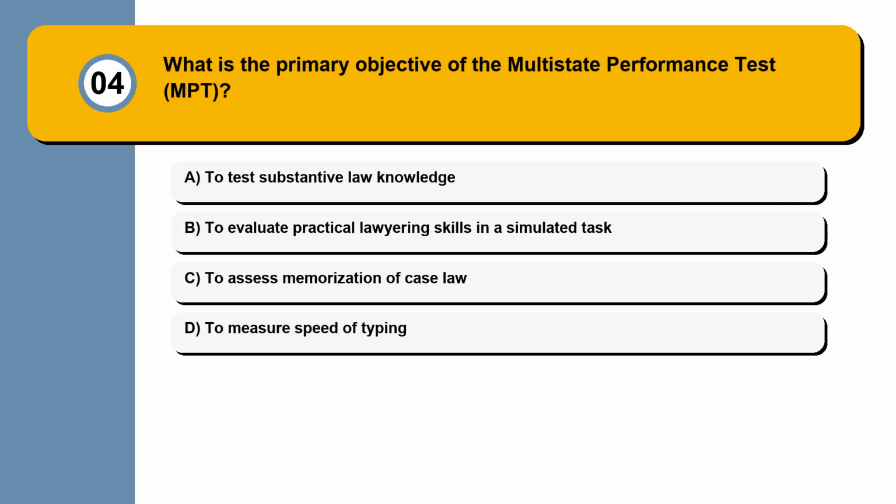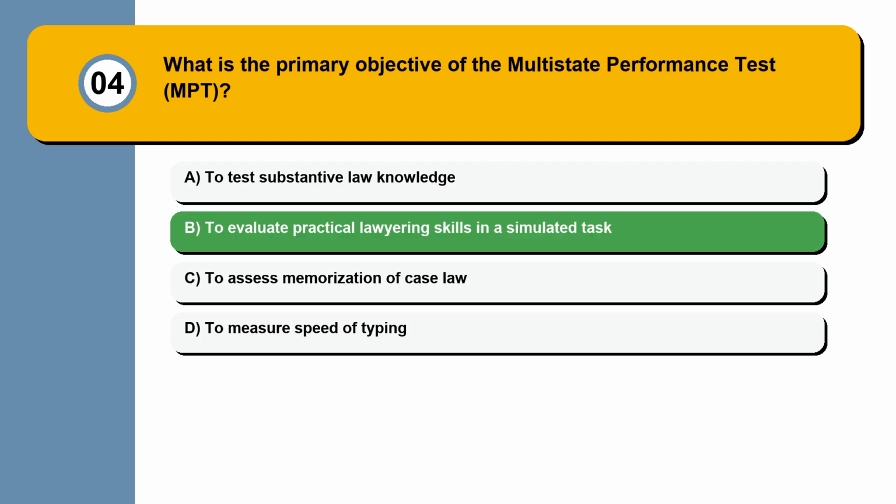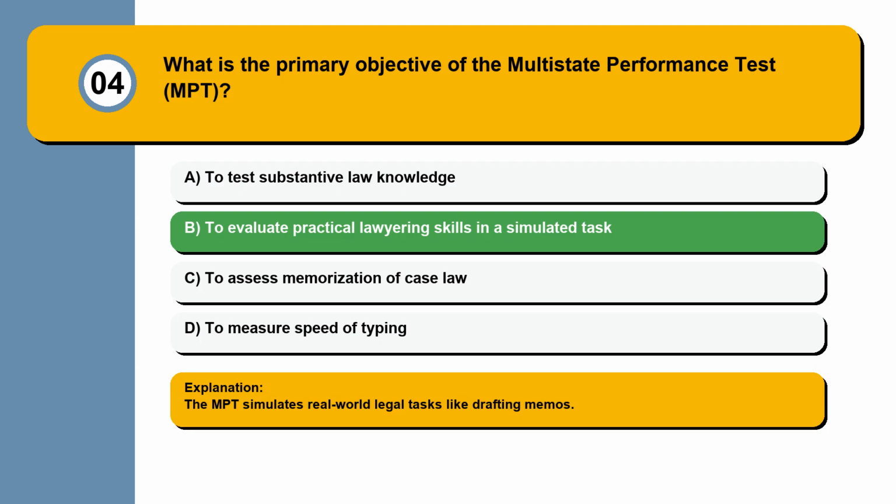Question 4. What is the primary objective of the Multistate Performance Test, MPT? To test substantive law knowledge. To evaluate practical lawyering skills in a simulated task. To assess memorization of case law. To measure speed of typing. The MPT simulates real-world legal tasks like drafting memos.